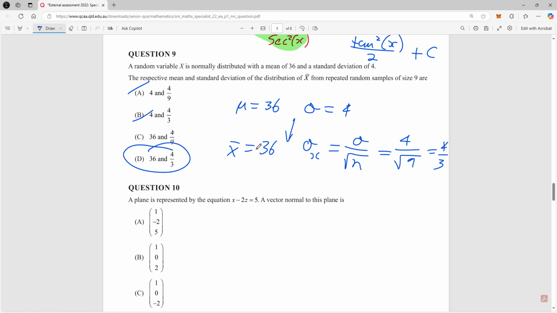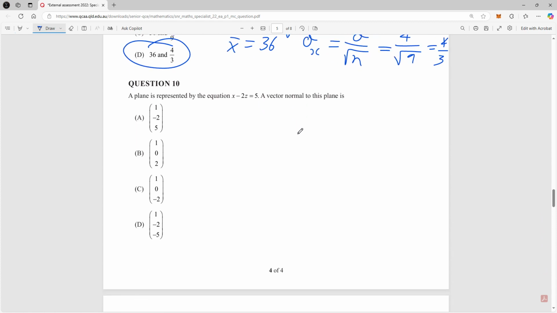Okay. Alrighty. Last question. So a plane is represented by the equation x minus 2z equals 5. A vector normal to this plane is. So here we can see this plane is in this form here, ax plus by plus cz equals d. Now the normal vector is the coefficients of these guys here. So a, b, and c.